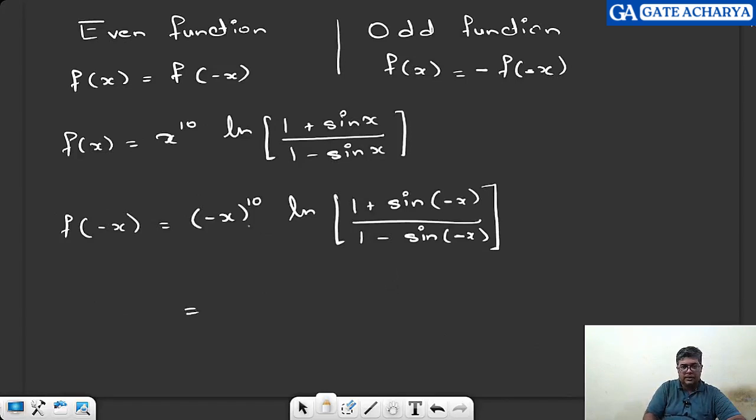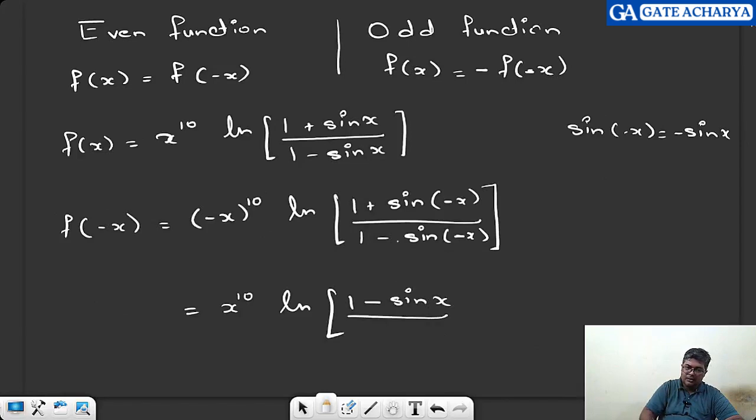Okay, so minus x to the power of an even power is always positive, x raised to 10 itself. So that's an even function. What about the log inside function? Sine of minus x, if you remember, is minus sine x. So this becomes 1 minus sine x. Now minus sine x, minus of minus becomes plus. So 1 plus sine x. Now see this function and your original function f of x. Are they same? No, because the inside log is not same.